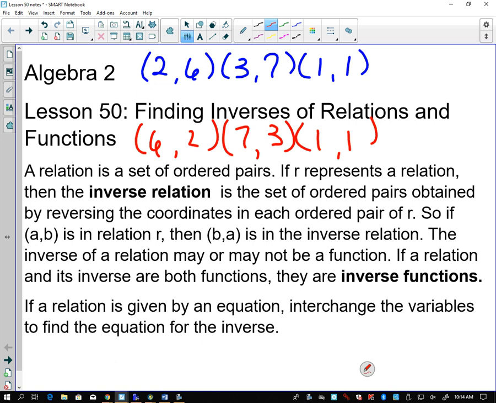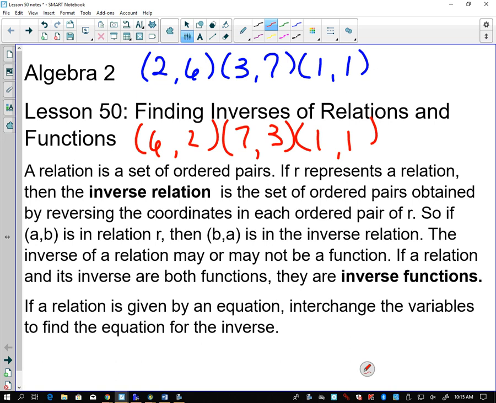So the inverse of a relation may or may not be a function. Okay, if a relation and its inverse are both functions, they're what we call inverse functions. But until we know that they're functions, they're just inverse relations. Do you follow me? Okay. Now, looking at the domains, the 2, the 3, and the 1, they're all different, right? So is 2, 6, 3, 7, and 1, 1, is that a function? Would that represent a function if I graphed them and connected the points? Yeah. All right, let's look at the inverse relation. 6, 2, 7, 3, 1, 1. Could those represent a function? Yeah. So these are what we would call inverse functions of each other.